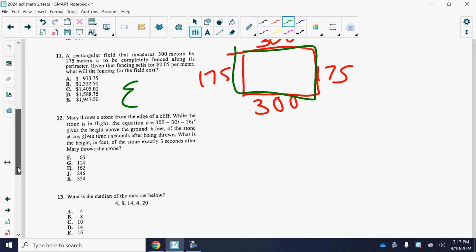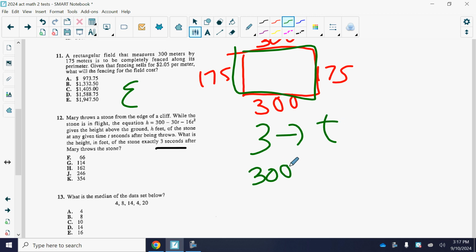H equals, hey, ACT gave me a formula. So what is the height? 3 seconds. Well, that's 3 stow T. I would have just gone 3 stow X and plugged it in like that.